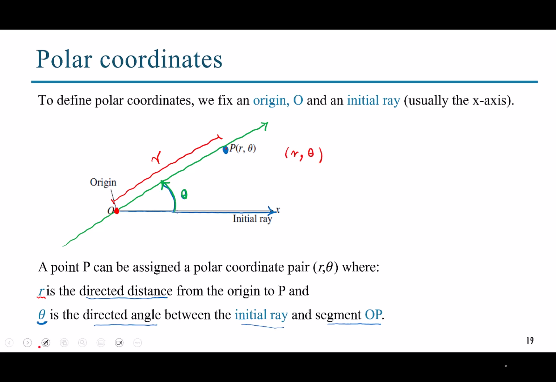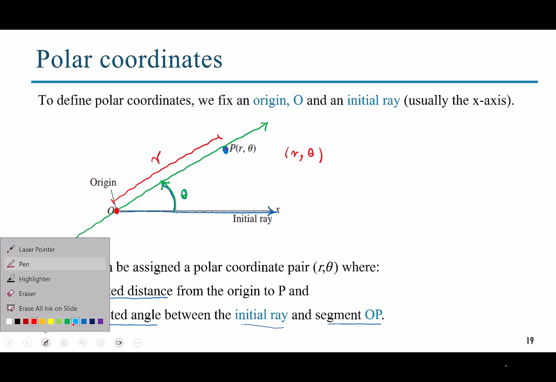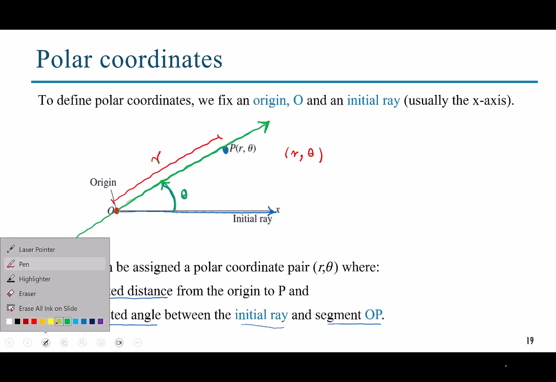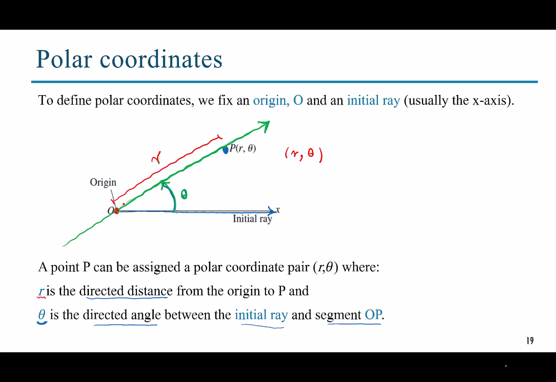Now, the direction of the ray is in this direction. So if my r is positive, my P is going to be on this side of this ray. And if r is negative, then my point is going to be on the negative side of this ray. The ray has a direction. That is very important to understand.